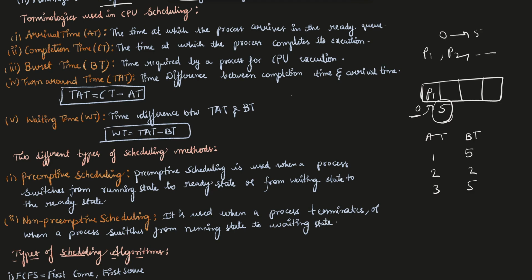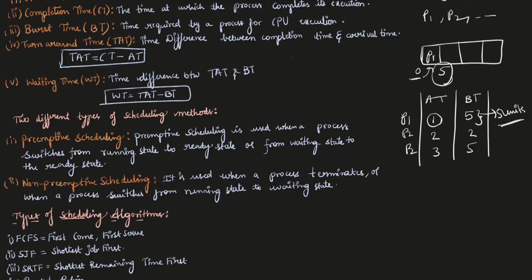Suppose this is the arrival time and this is the burst time. It says that some process P1 has arrived at 1 unit time, and how much time it has taken for execution is the burst time. So P1 took 5 units of time. It's not seconds, it's not hours, it is called 5 units. Next is turnaround time. It is the difference between the completion time and arrival time. Next comes waiting time, the time difference between turnaround time and burst time.